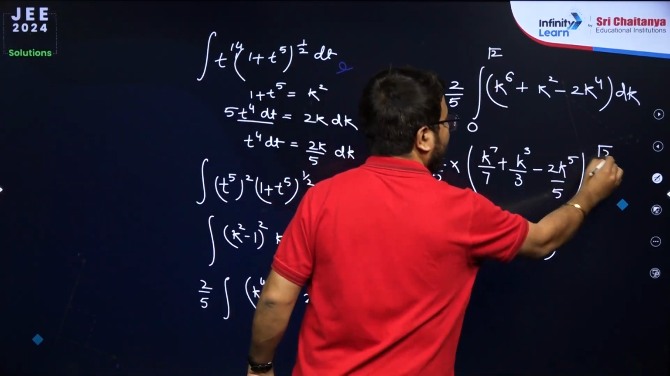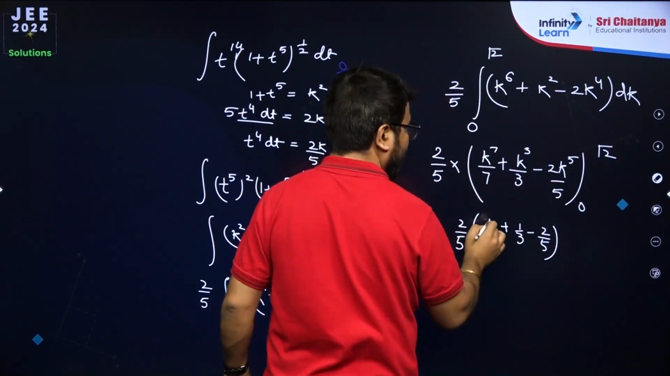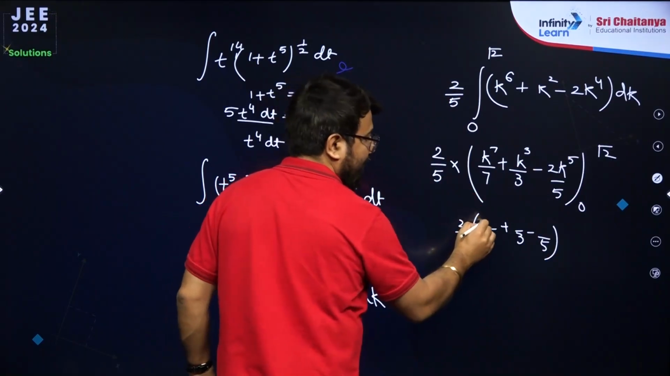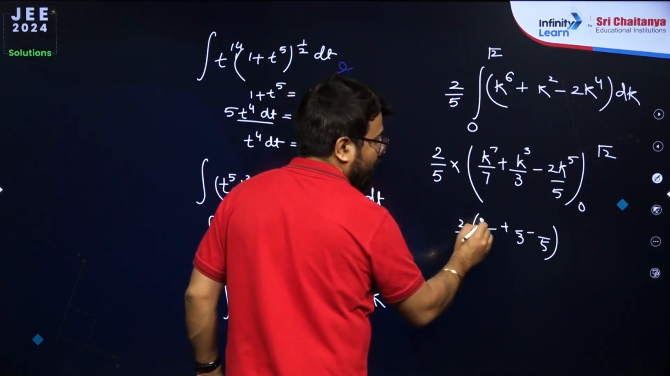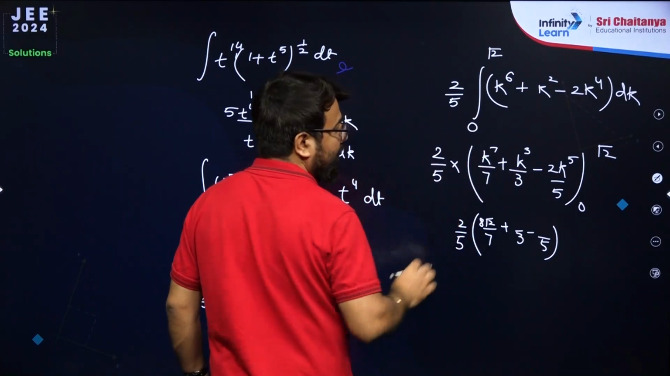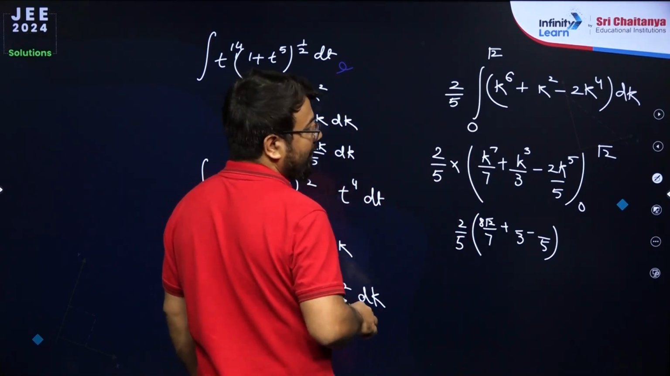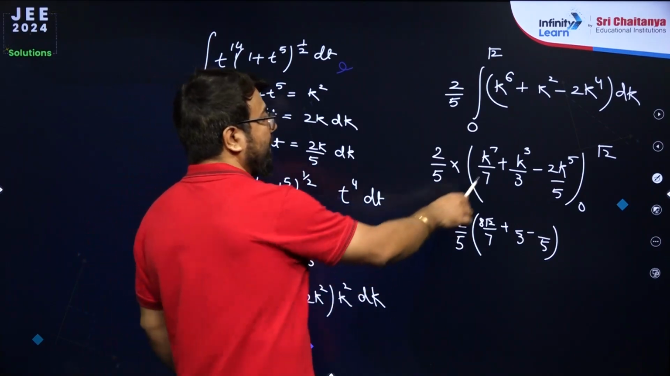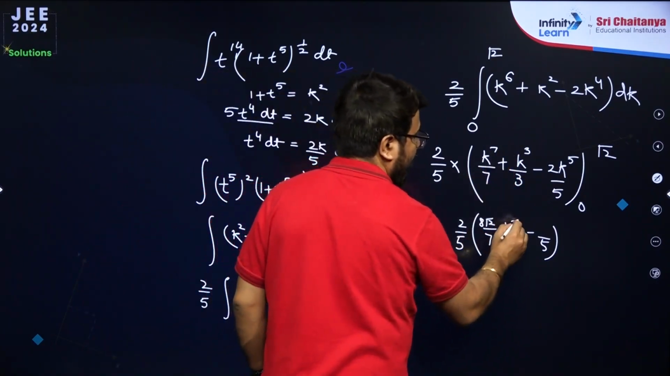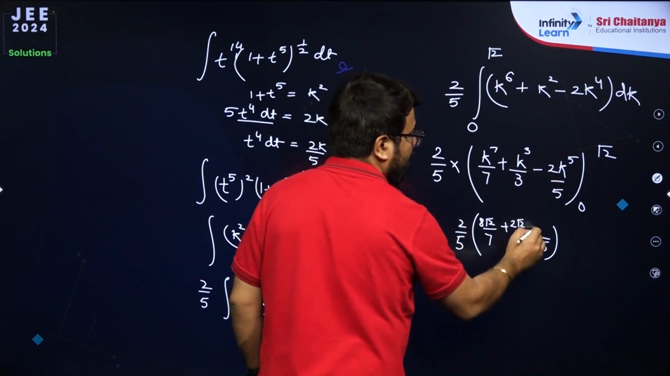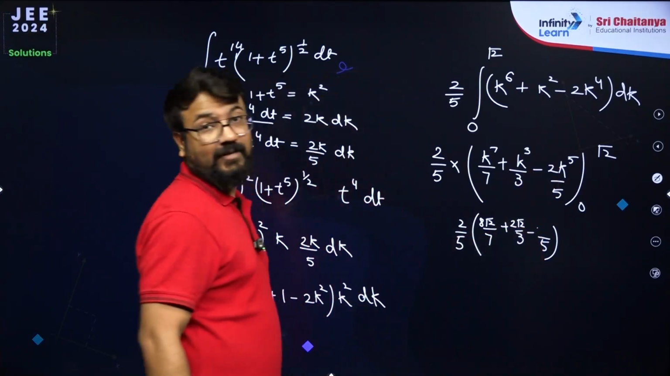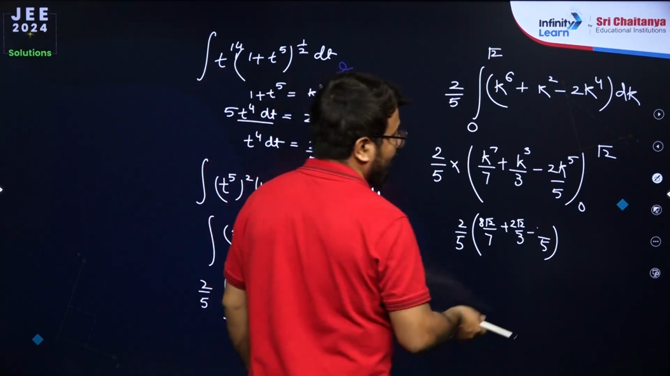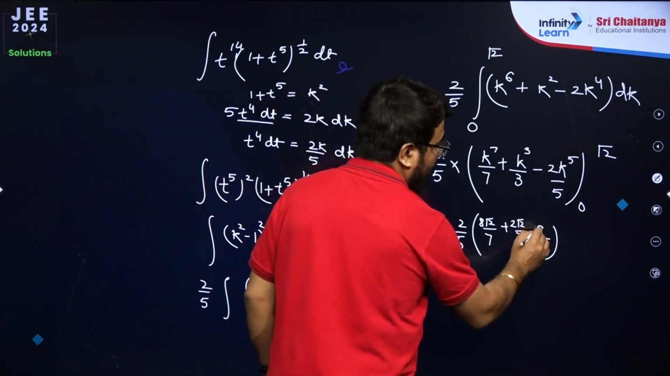It should be root 2. Then only the square root will appear. So here it should be root 2 raised to the power 7. So it becomes 8 root 2. Here it should be root 2 raised to the power 7 means 3 and half. So okay, here it is root 2 raised to the power 3, and here it is root 2 raised to the power 5. So that will become 2 into 2 square. So that is 8 root 2.